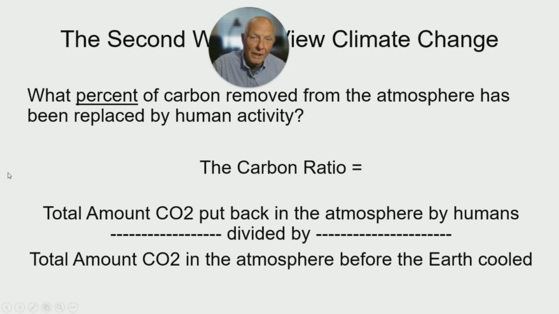If we know how much was in the atmosphere before the Earth began to cool, and we know, because we can measure how much carbon was in the atmosphere before the industrial period, and we know how much carbon we've put back in the atmosphere since the industrial period, then we know exactly how hot the Earth is going to get.